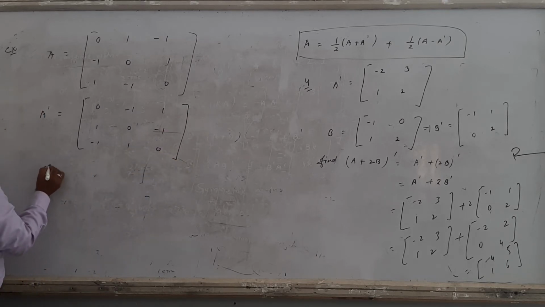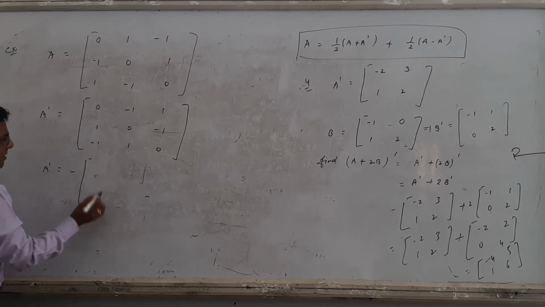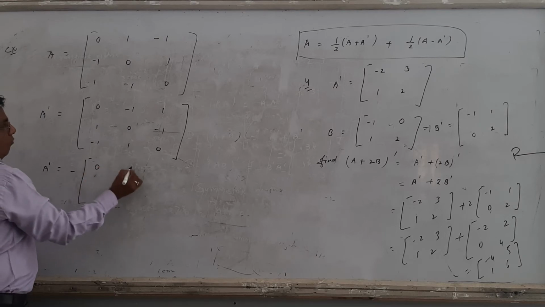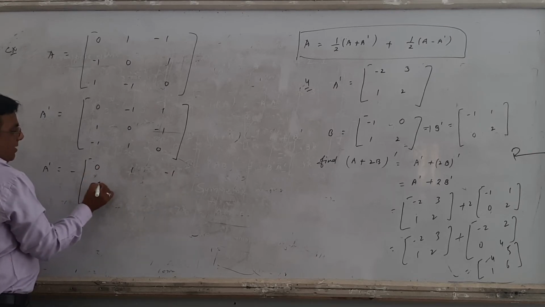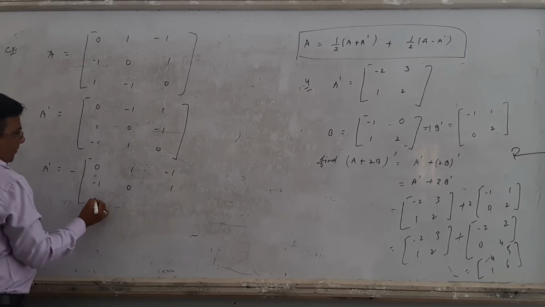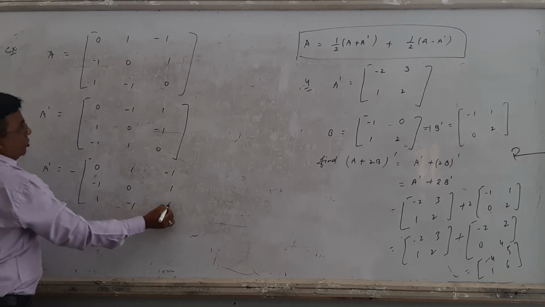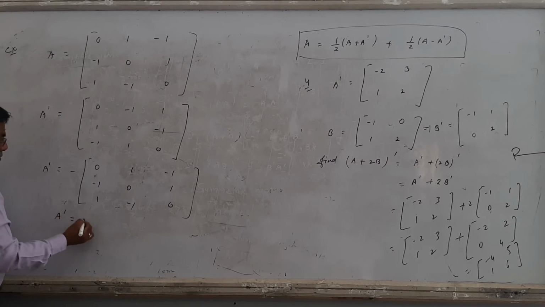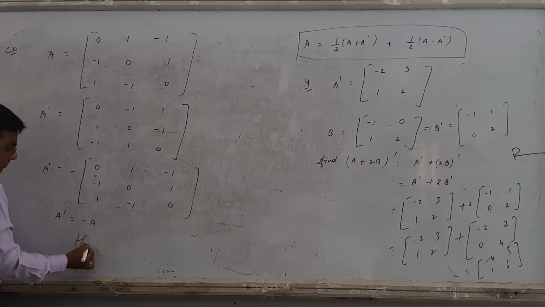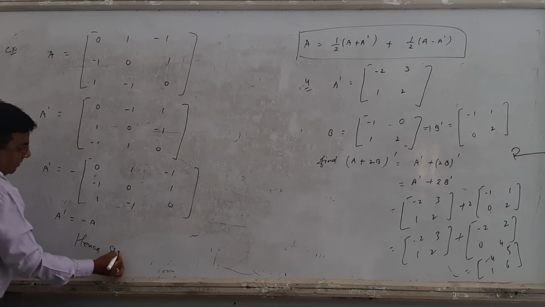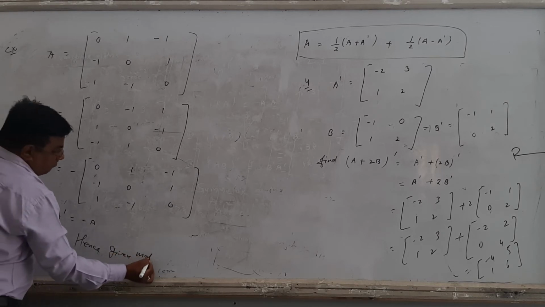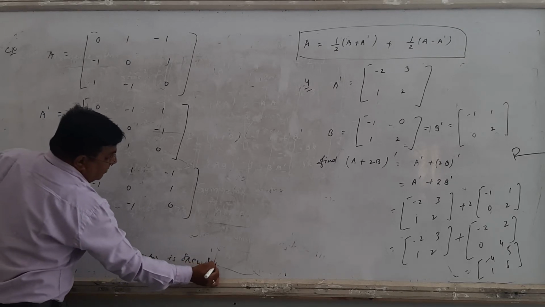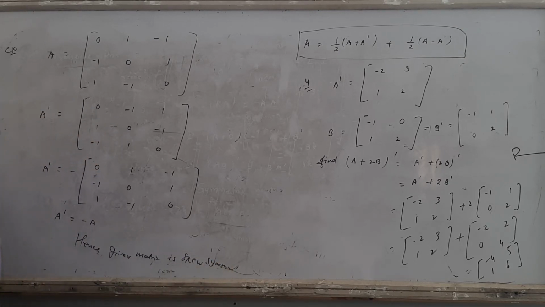Now the negative sign is common to all elements. Then 0 1 minus 1, minus 1 0 plus 1, plus 1 minus 1 0. So this is the given matrix. So now A dash is equal to minus A. Hence the given matrix is a skew symmetric matrix.